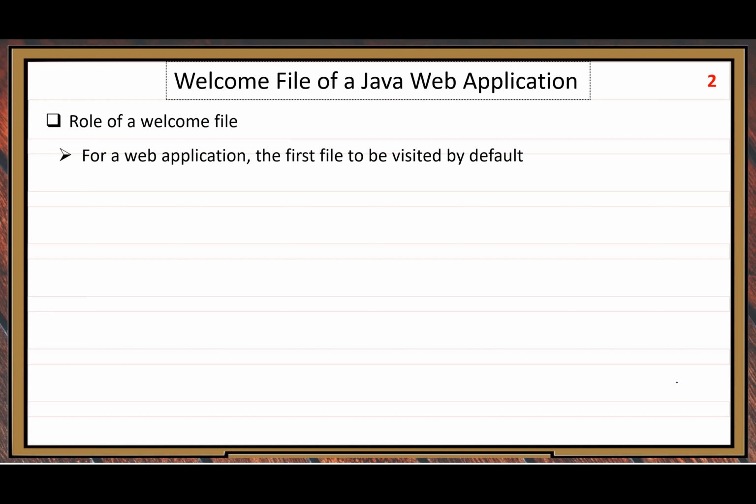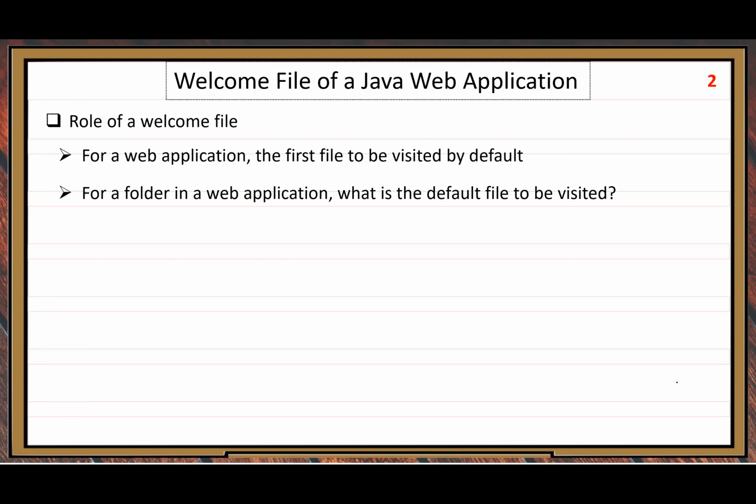Let me go through all the main information pieces here for a web application. The welcome file is the first file to be visited by default. By default, the users do not need to type specific file names, and we can bring it up in the web browser. This applies for a folder.